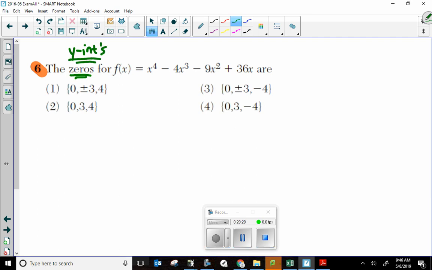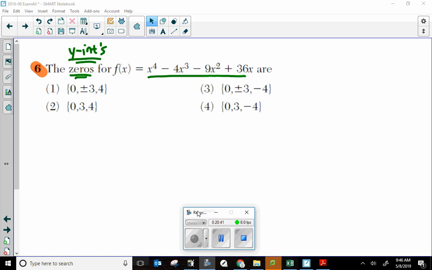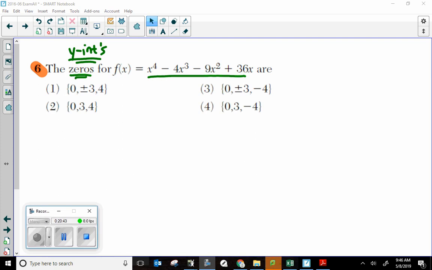Okay, I can graph this equation, and I can go to second calc, and instead of picking intersect like I did on problem 5, I can pick zeros, and I can figure out the 3 or 4 zeros, and that would be my answer. But let's do this algebraically just in case you have to do this algebraically on the test.